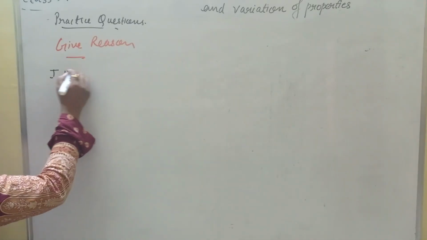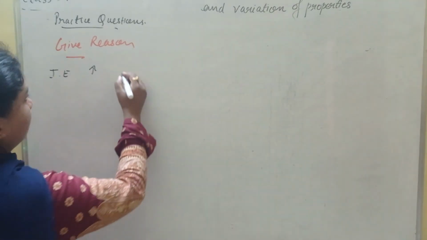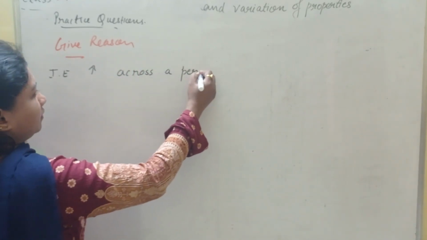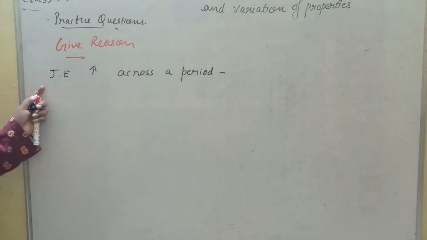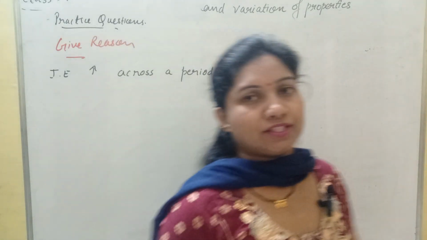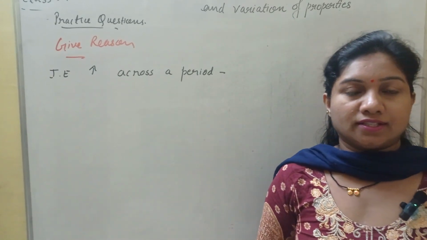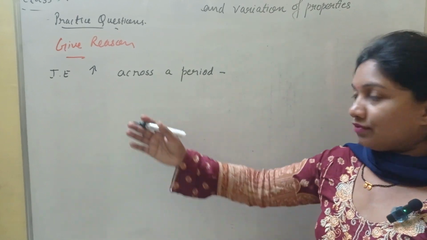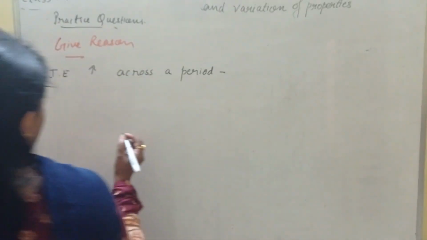Ionization energy increases across a period. You have to give a reason for this. So we know that ionization energy is the amount of energy required to remove an electron from the valence shell. As we move across a period, the size of the atom decreases.